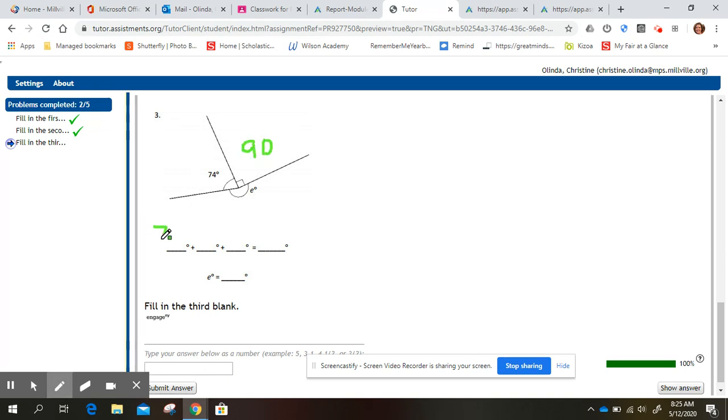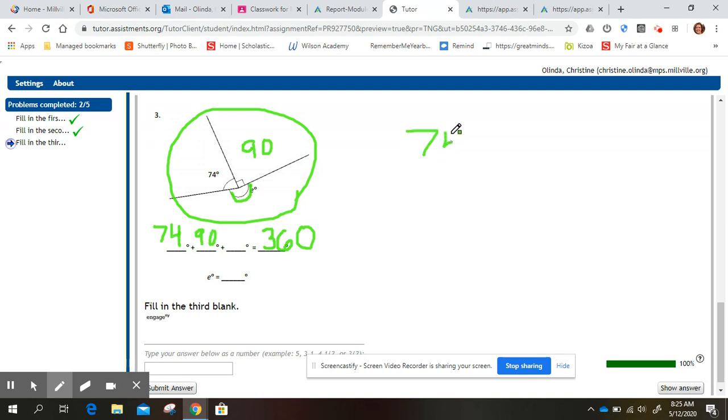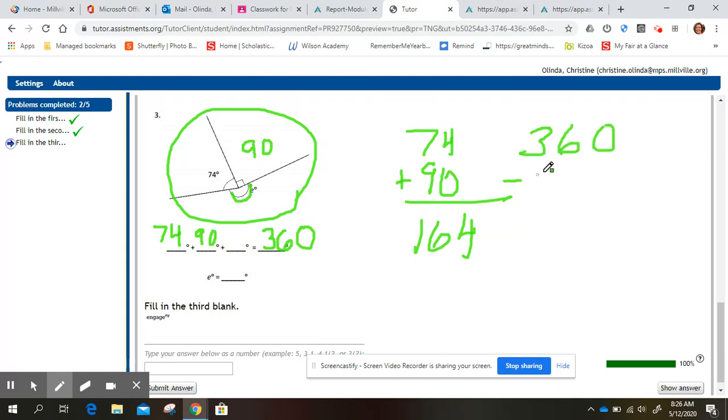So I had 74 and I had 90. I still don't know what this angle is, but I know the whole thing equals 360. So 74 plus 90 equals 164. But that's not the answer here because I need to subtract now from 360. And that'll give me the missing angle measurement.